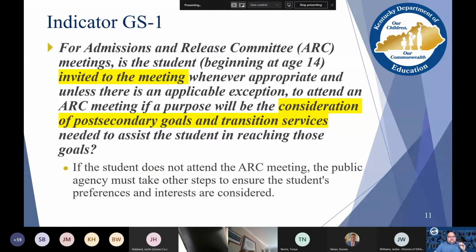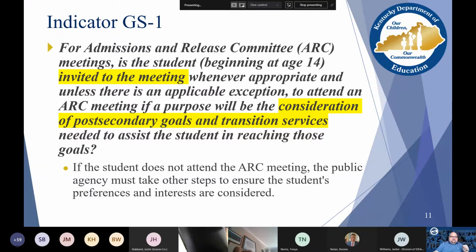So, indicator GS1. And again, I would encourage you, if you have questions, please feel free to put them over in the chat, and I'll try to address them either as we go or at the end. So the first item is, and if you were in the other session a little bit earlier, you heard me talk about this. This is the transition one.